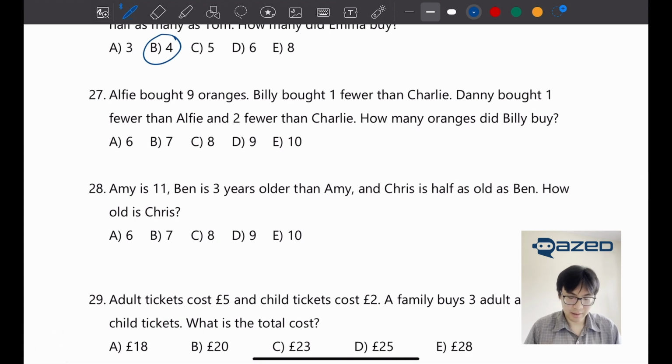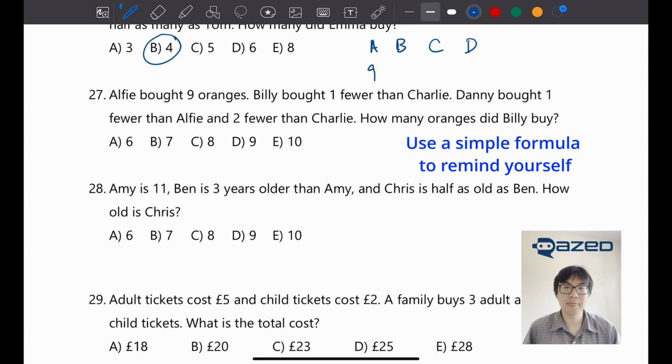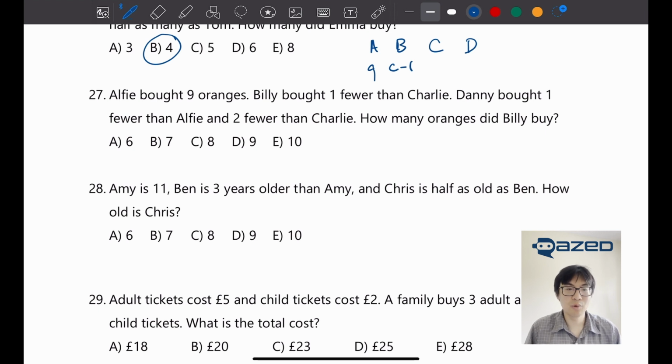So we have Alfie, Billy, Charlie, and Danny. Perfect, A, B, C, D. Alfie buys 9. Perfect. Billy bought one fewer than Charlie. Alright, so we don't know how much Charlie has bought yet, but for now, to remind myself, I'm going to put one minus Charlie's. Danny bought one fewer than Alfie. Alright, we know how much Alfie has got. He's got 9. So one fewer is 8.